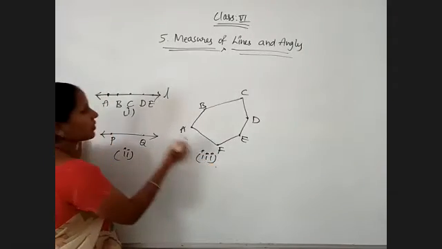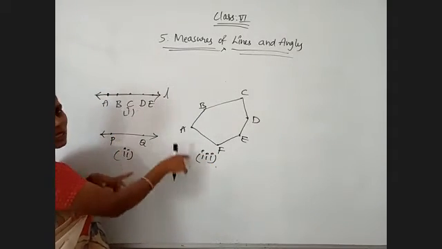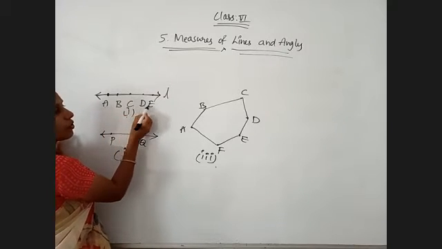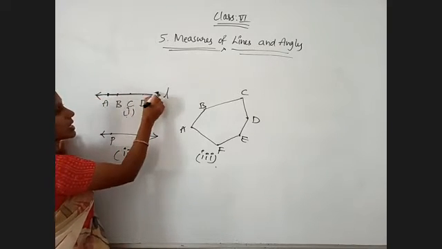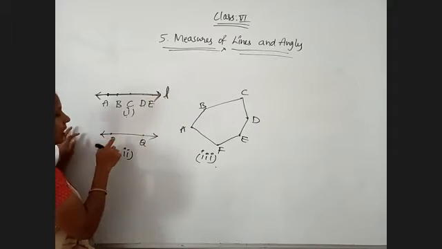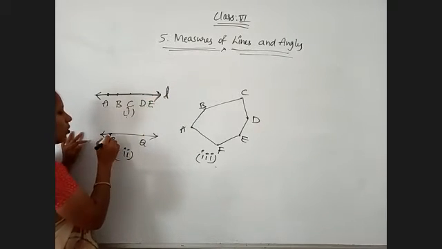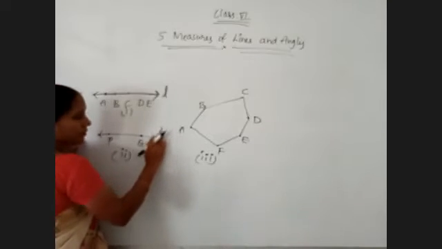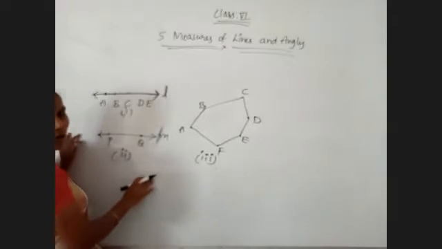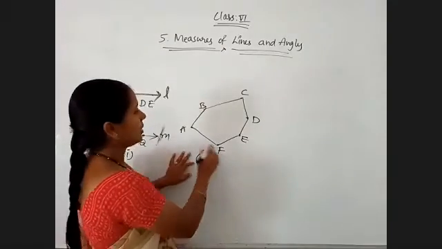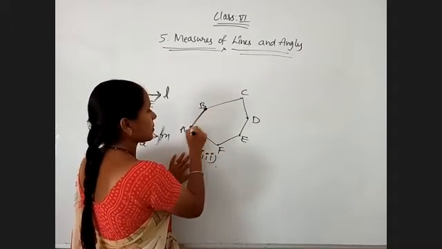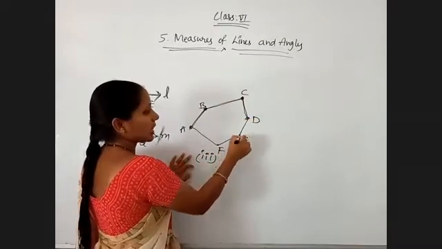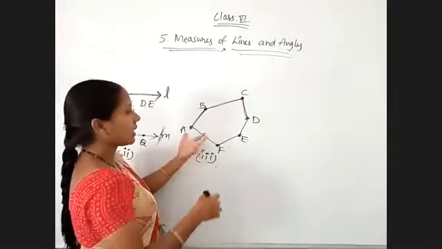Now, observe the first figure, what is the difference between first and third figure? See, in the first figure, 1, 2, 3, 4, 5, 5 points are lying on the same line, okay? Coming to this second figure, only 2 points are lying on the same line, M, suppose. And coming to the third figure, AB is one line, BC is another line, and CD is another line, like that they are lying in different lines.